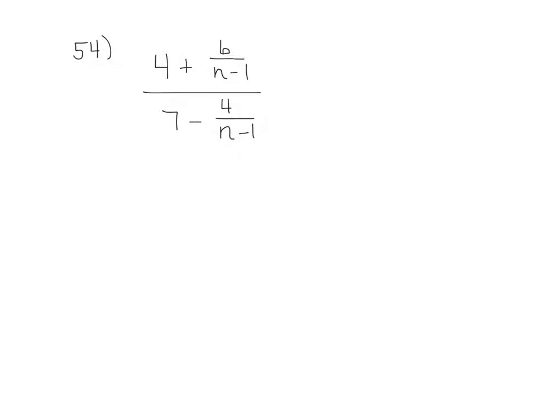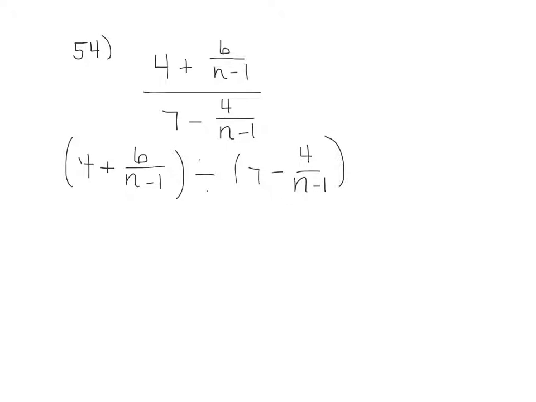And so here's another example of a problem that involves simplifying a rational expression, but we have a complex fraction. So we've got to think of these again as just a division problem. We have the quantity 4 plus 6 over n minus 1 being divided by the quantity 7 minus 4 over n minus 1. And what I basically need to do is within each quantity, I need to find common denominators.